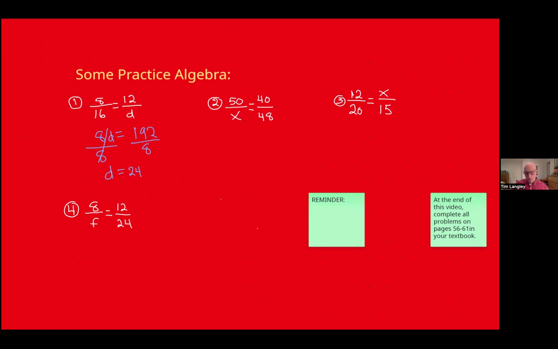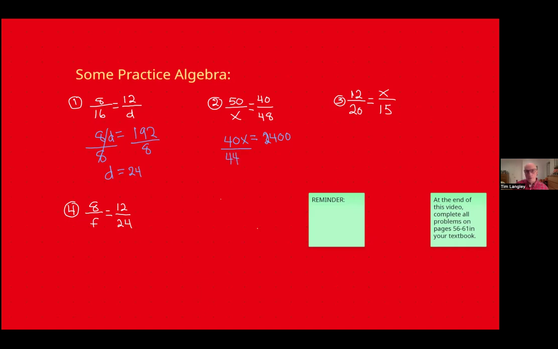equals, what is 50 times 48? 50 times 48 equals 2400. That's a nice looking 2 there, isn't it? Okay, 2400. How are we going to get x by itself? It's 40 times x, that's times. So the opposite operation of times is to divide by 40. And whatever you do to one side, you're going to do the same to the other side.